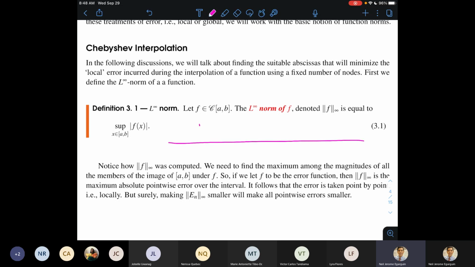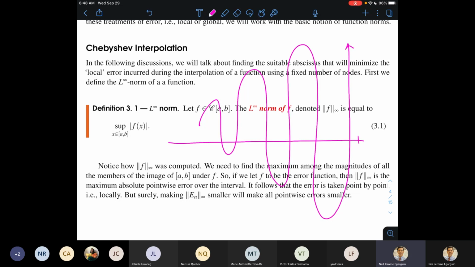So if you have, say, if your function looks like this, okay? Let's say ito yung interval AB.